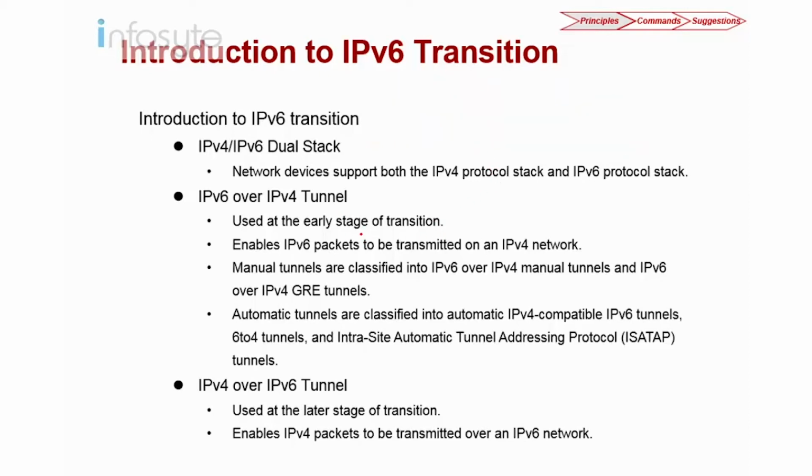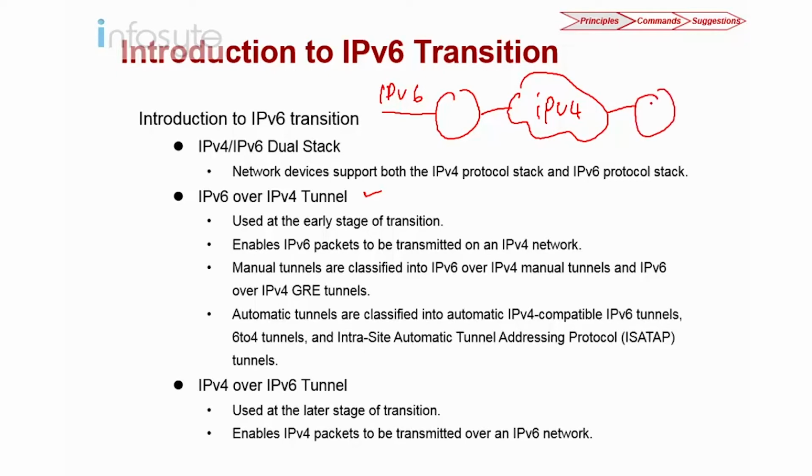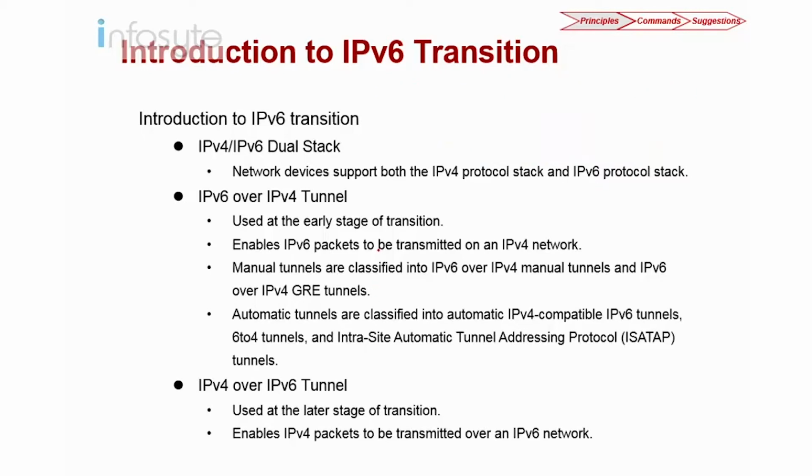Next, the common one will be the v6 over v4 tunnel. Here I have a router that is running IPv6, the network in the middle is using v4, and the network on the opposite side is using IPv6. So I need to create a tunnel. This is called an IPv6 over IPv4 tunnel, and this is the one that we are going to learn.